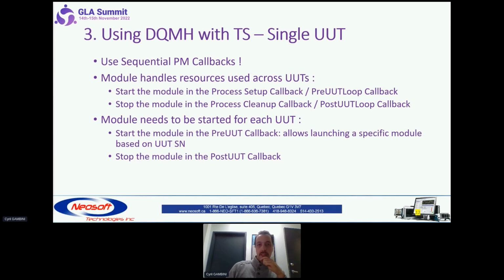So if we're going back here, what are the pros and cons of starting modules in the pre-UT loop and in the main sequence? The advantage of using the pre-UT loop is that this callback runs only once before starting testing the UT. So I start my module only once, and let's say I've got 10 UTs in a row to test. I do not stop and start my module 10 times, but I start it once and stop it once. And in the middle, I can test my 10 UTs one after the other. So the load times are a little bit faster.